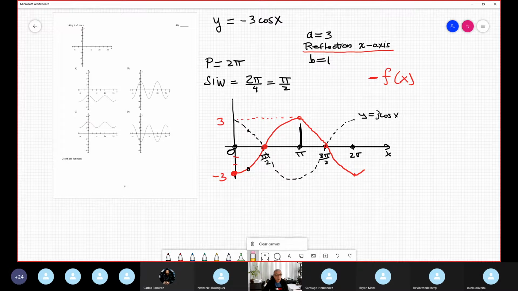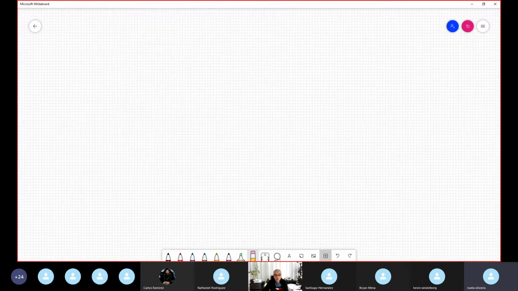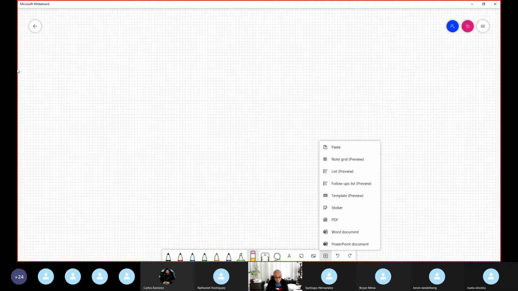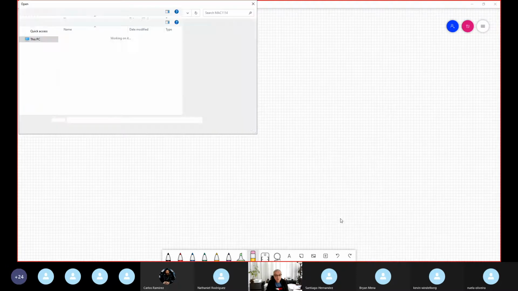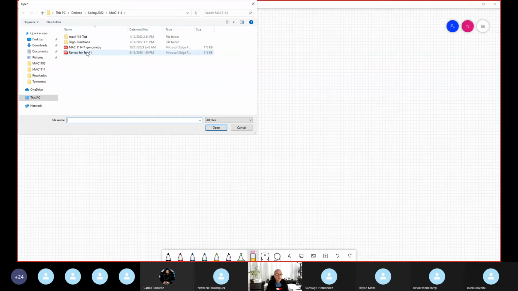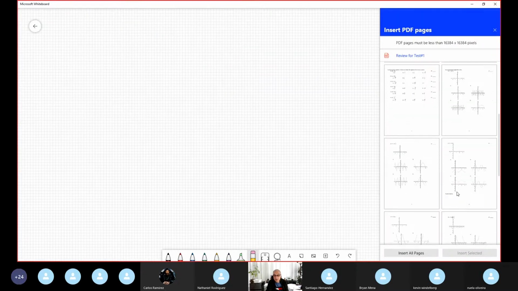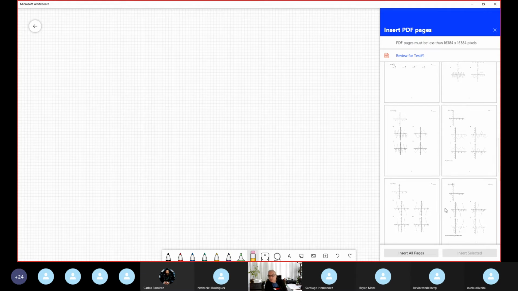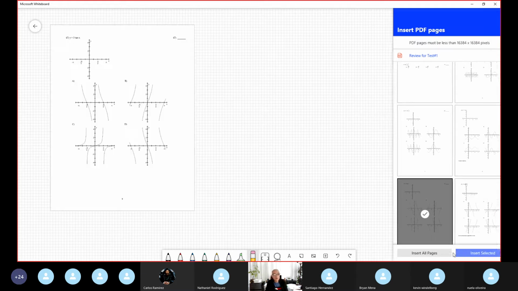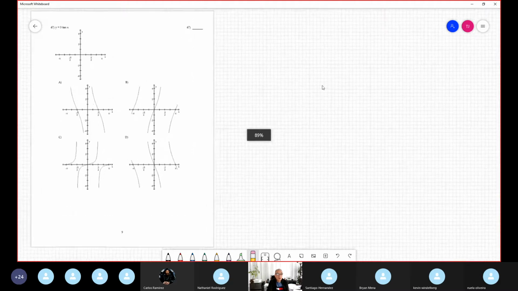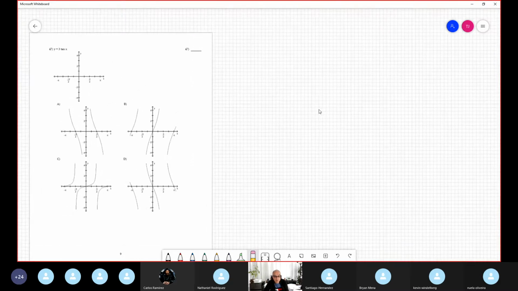So let's move on to the next question. 47, no? Yes or no? Yes. Okay, 47 is different because it's tangent. Let's see what the procedure is for the tangent. 47, this tangent. We are doing the graph of y equals 3 tangent x.